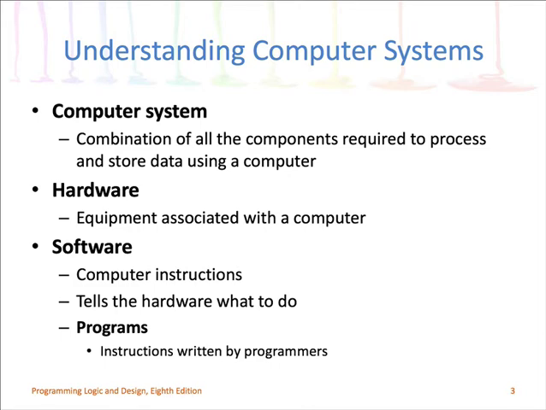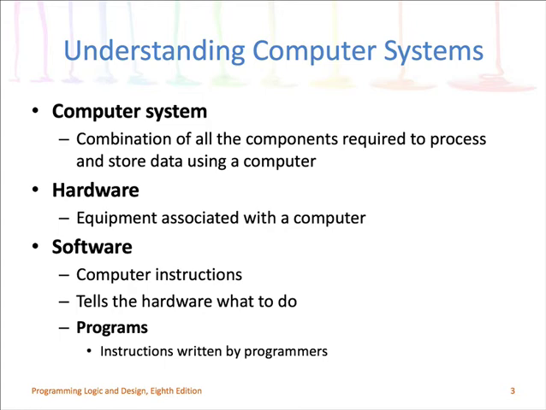Computer systems should be reviewed. You should have talked about this in CIT105 and CIT110. It's just all the components of a computer that are required to process data. The hardware is the actual equipment, the chassis, the CPU, the power supply, the hard drives, the memory, etc. The software are instructions to the computer that tell the hardware how to function.